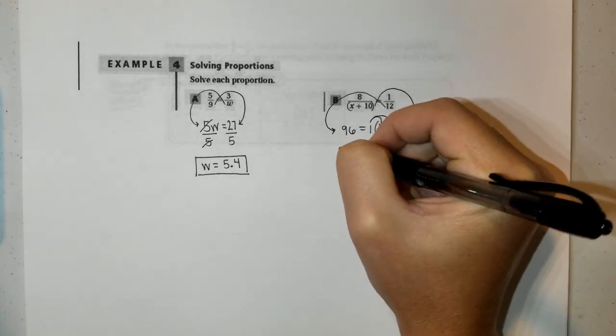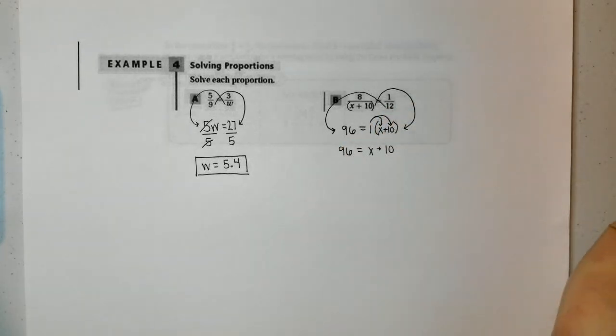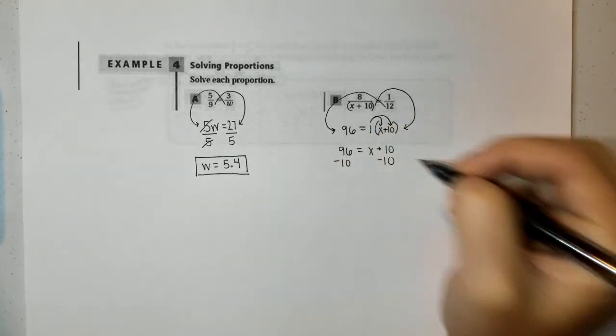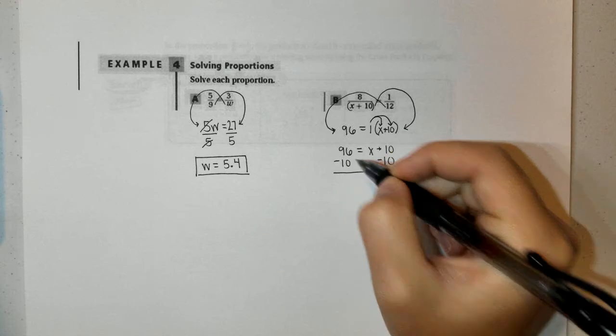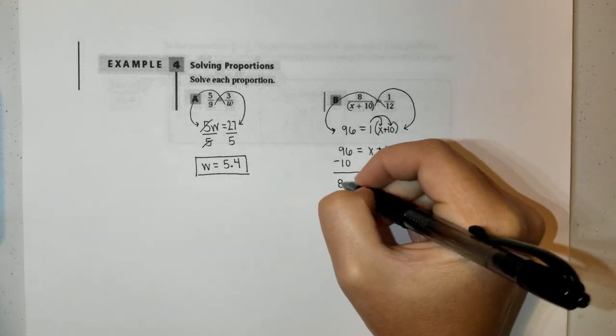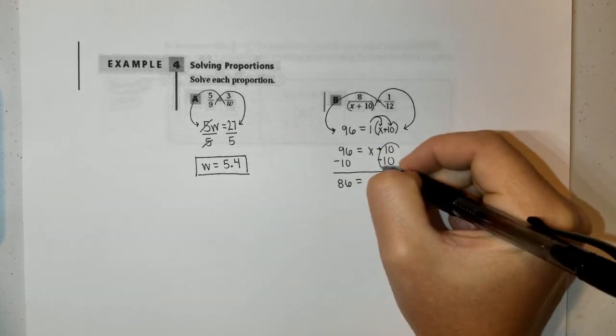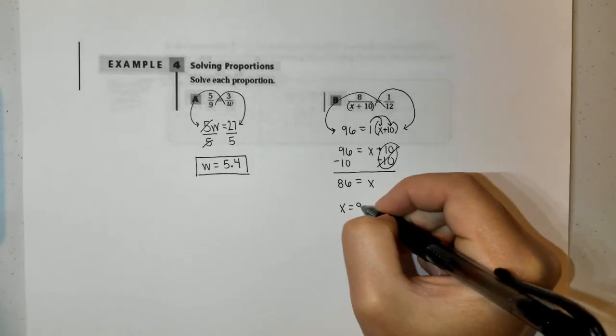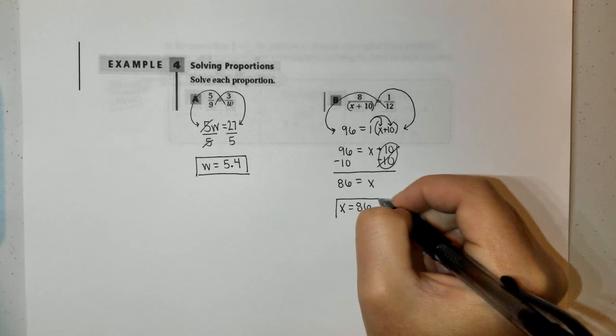So I have 96 equals x plus 10. And then I would subtract 10 from both sides. 96 minus 10 gives us 86. The plus 10 minus 10 gives us 0, so we're left with x. So x equals 86.